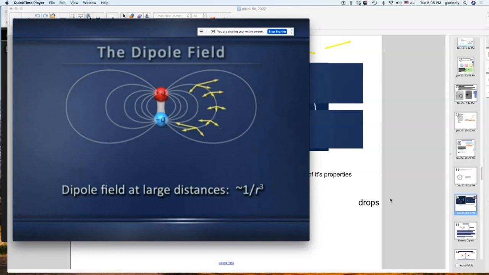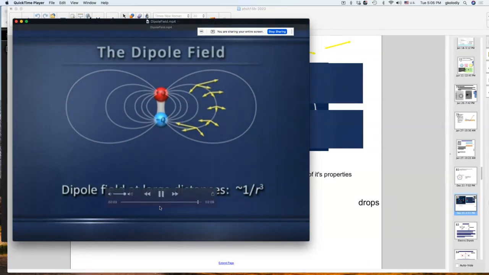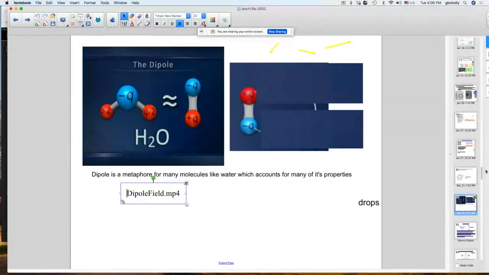I won't prove it, but the dipole field at large distances actually falls off as 1 over r cubed, faster than any point charge field because the dipole has no net charge. So this is what we're going to look at in the next job. We're going to, first of all, do a dipole, and we're going to see why it gets smaller as 1 over r cubed.